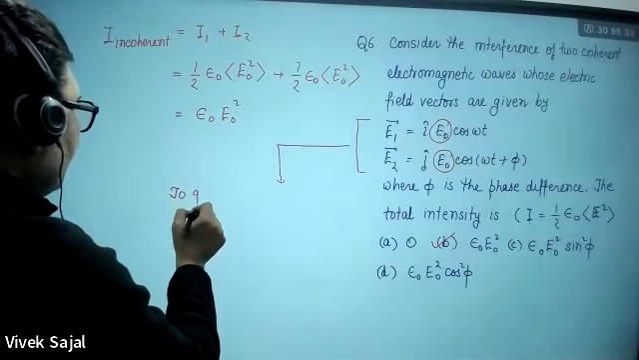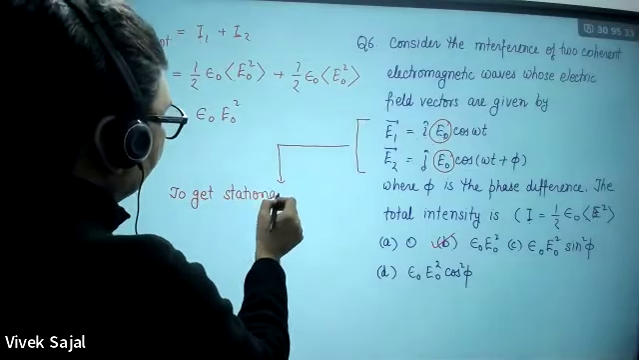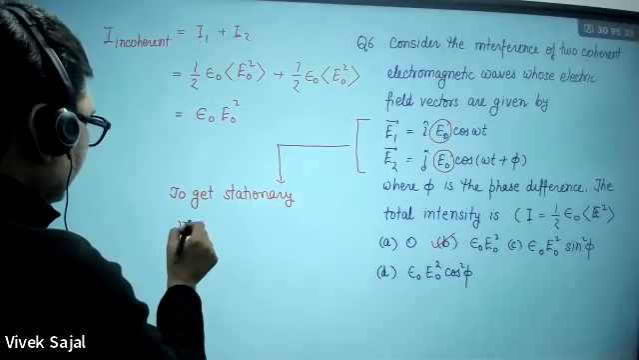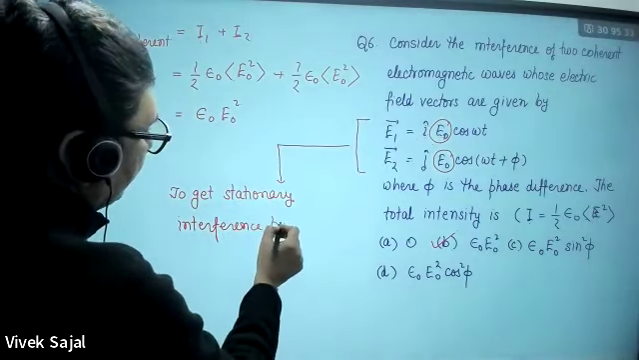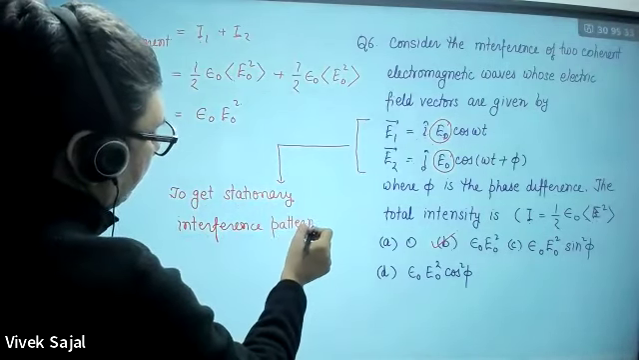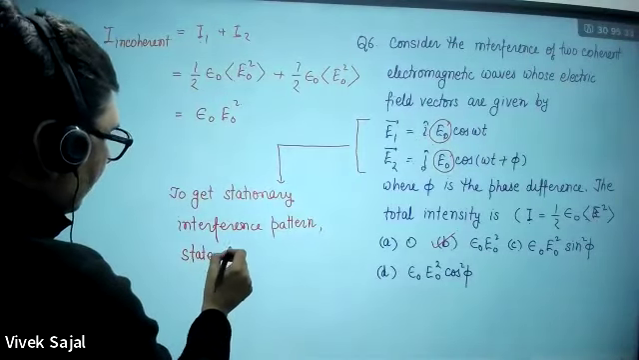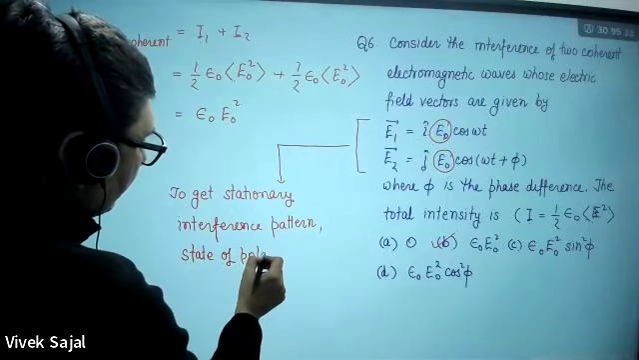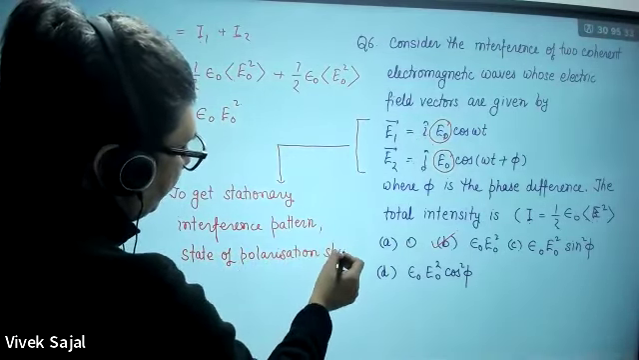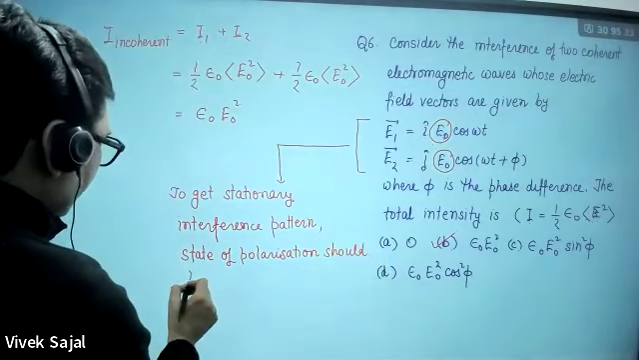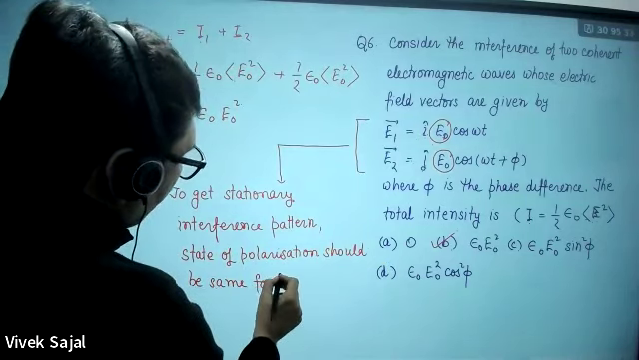So I can write here: to get a stationary interference pattern, the state of polarization should be the same for both coherent sources.